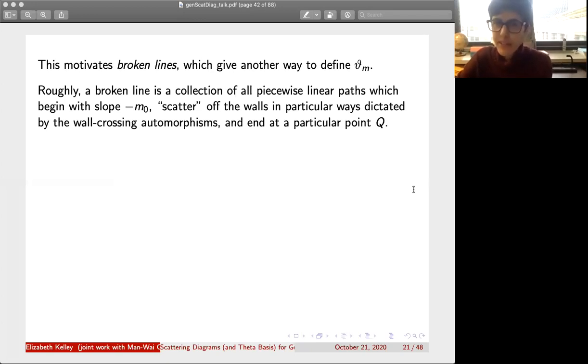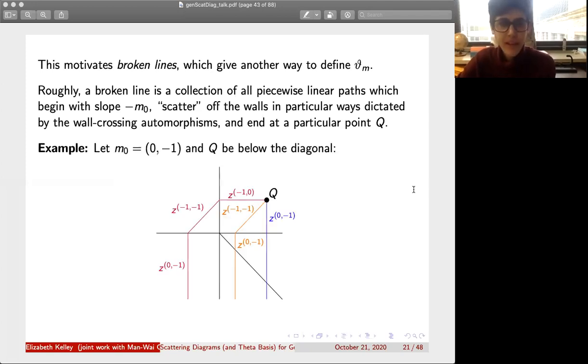So roughly speaking, a broken line is a collection of piecewise linear paths. They start with a particular slope. When they hit a wall, they scatter in particular ways. And we want to collect all the ones that end at a certain point that we care about. So for example, if we wanted to do this for the initial slope 0, minus 1, and a point in the positive chamber, we could fiddle around on paper for a while and we would come up with this diagram. So there are 3 piecewise linear paths that take us to this point.